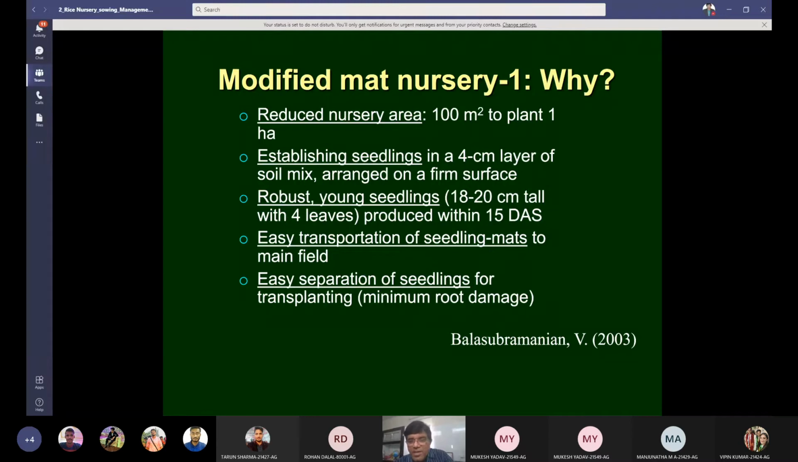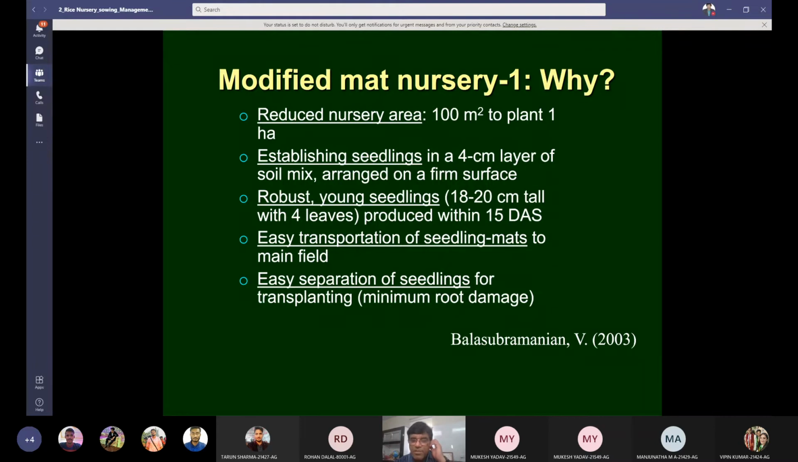So robust and young seedlings 18 to 20 centimeter tall with 4 leaves can be produced in 15 to 18 days. Easy transportation of seedling mats to the main field and easy separation of the seedlings for transplanting. This is the advantage.